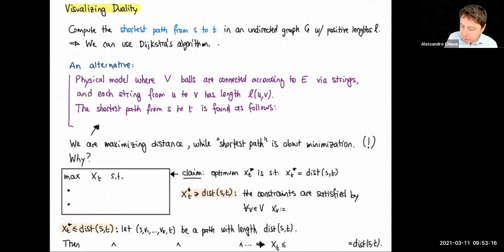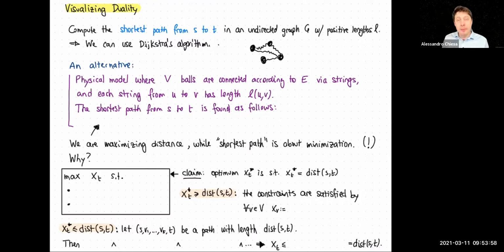We're going to think of a physical model where you have V balls, V being the vertex set, and they're connected according to the edge set E via loose strings. Each string from u to v will be measured according to the length of the edge. So the picture to have in mind is this graph with physical balls, and you measure strings between them according to the correct lengths.